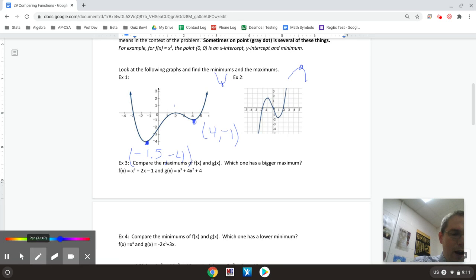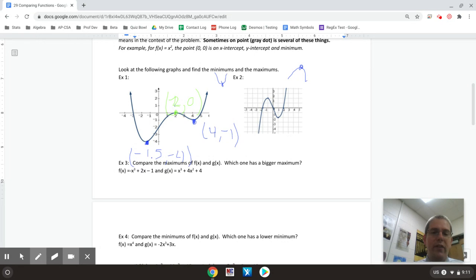Our maximum, we'll do the maxes in green. The maximum I have here is at 2, 0. So when we're talking about a minimum or a maximum, we generally do list the entire point. If you want to read it or put it as a sentence, you would say it has a maximum value of 0. The y-coordinate is the maximum value at x equals 2. So maximum value of 0 at x equals 2.